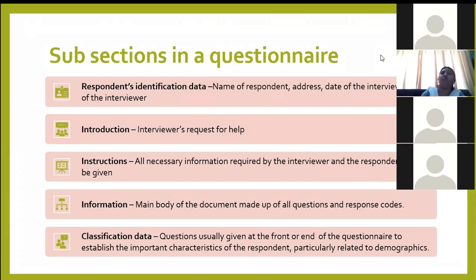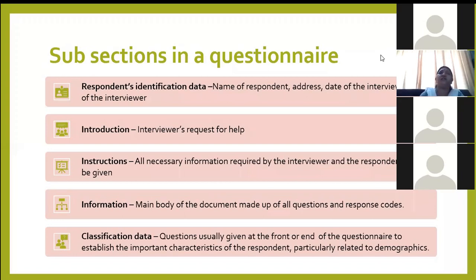Now, coming to the questionnaire, what are the subsections in a questionnaire? See, depending upon the topic of research, or depending upon the discipline to which you belong, there may be slight variations in subsections depending upon the purpose for which you are preparing the questionnaire. This is the general division of a questionnaire into subsections.